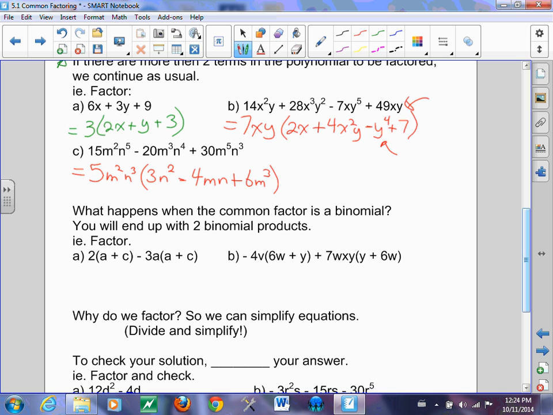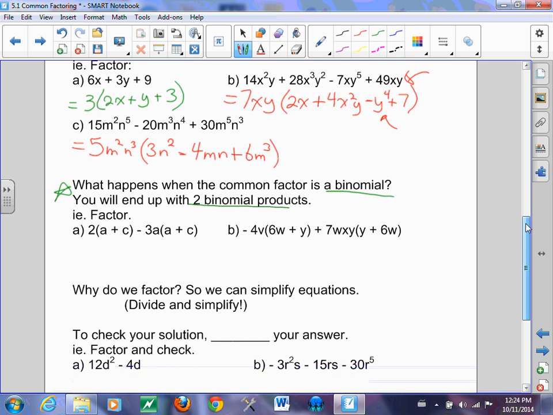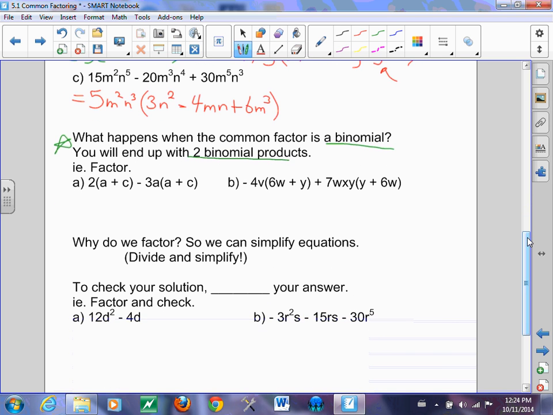Okay, all right, so that's when you have a monomial out front, but we're going to change things up. This is new. Okay, what happens when the common factor is a binomial? Well, you end up with 2 binomial products. And this is actually, I find, easier than what we did above. So just pay attention and watch. You'll see how easy this is. Looking at example A, it says to factor.